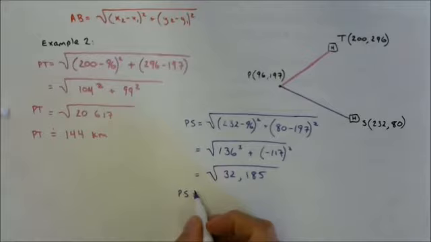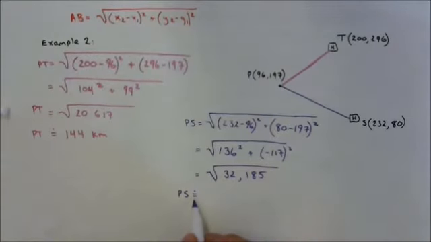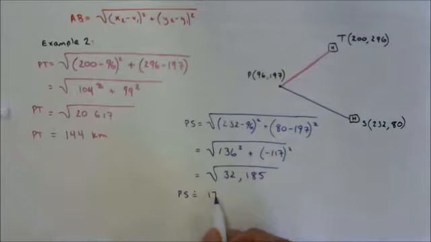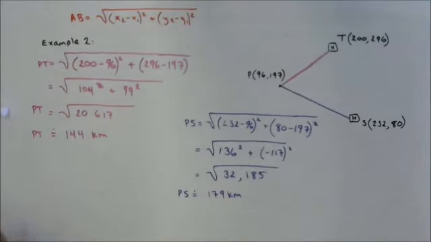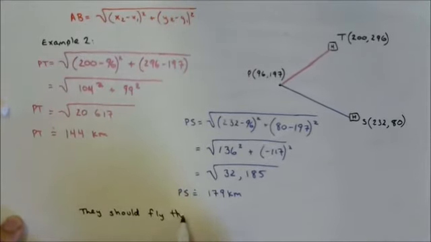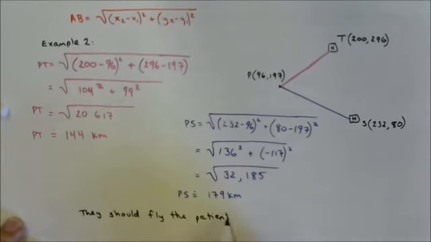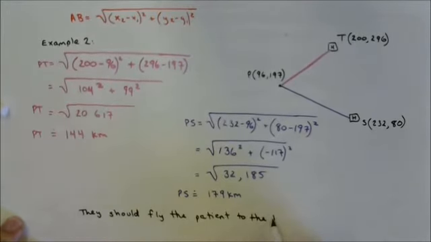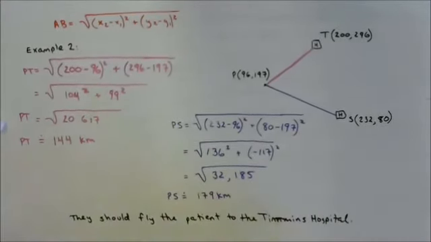So PS is approximately, this little dot above the equal sign means you've approximated, you've rounded this answer. We're looking at 179 kilometers. So which hospital should they fly to? Timmins. They should fly the patient to the Timmins Hospital. All we had to do was apply the formula twice, find out which distance was shorter.